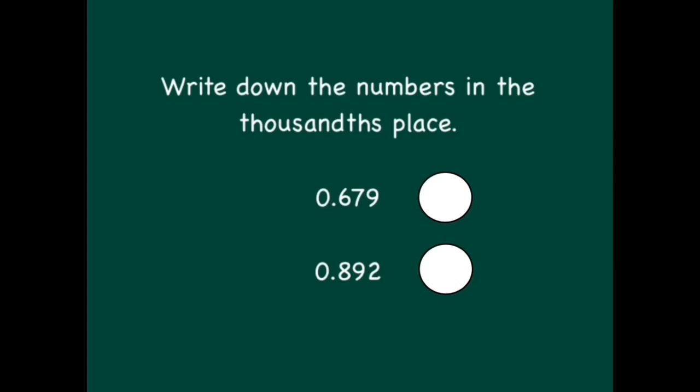This question is very similar to the last, so it's really important we read it carefully. Write down the numbers in the thousandths place. Pause the video if you need more time. That's it, you've got it. The first question, the number in the thousandths place is 9, and the second, it's 2.